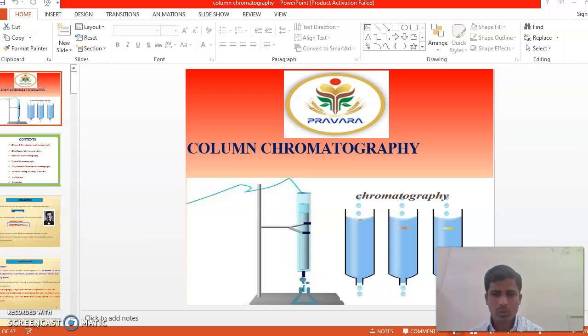So we study column chromatography. Column chromatography is one of the techniques of chromatography which separates the different components. So we'll start with column chromatography.